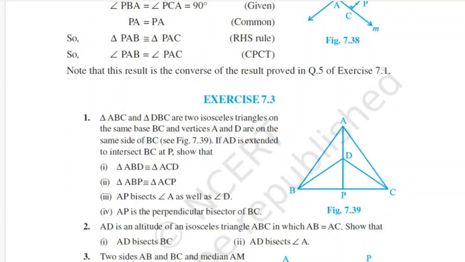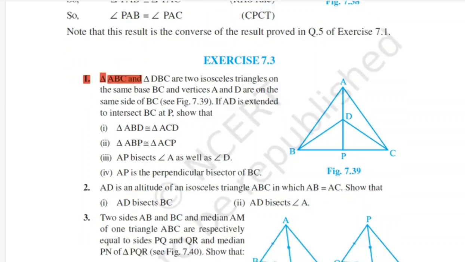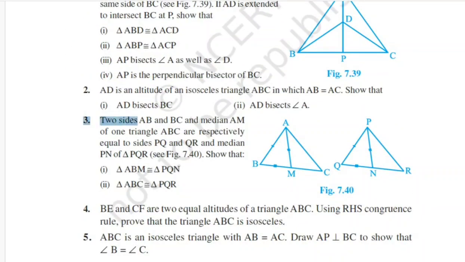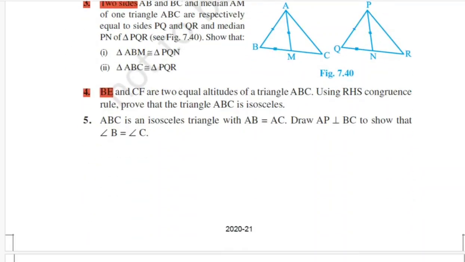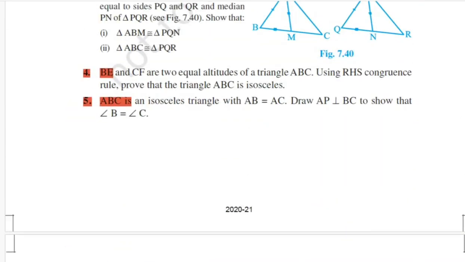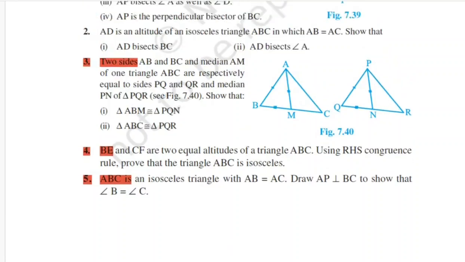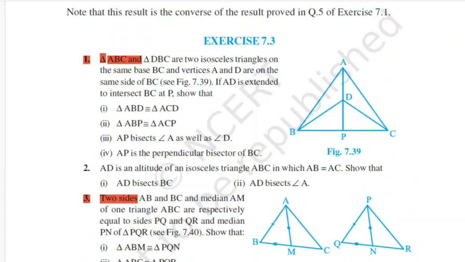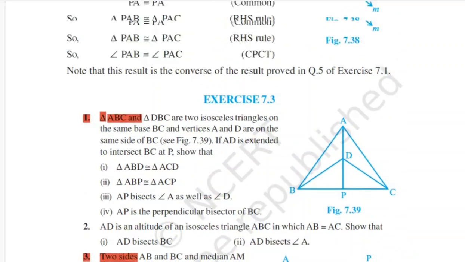Now exercise 7.3, there are some questions you go through. Question number 3 also you can check. Question number 4 is important. Question number 5 is also very important. You check all these questions. In chapter 7, it will come only up to exercise 7.3. The rest will not come for your exam. So also go through these questions.